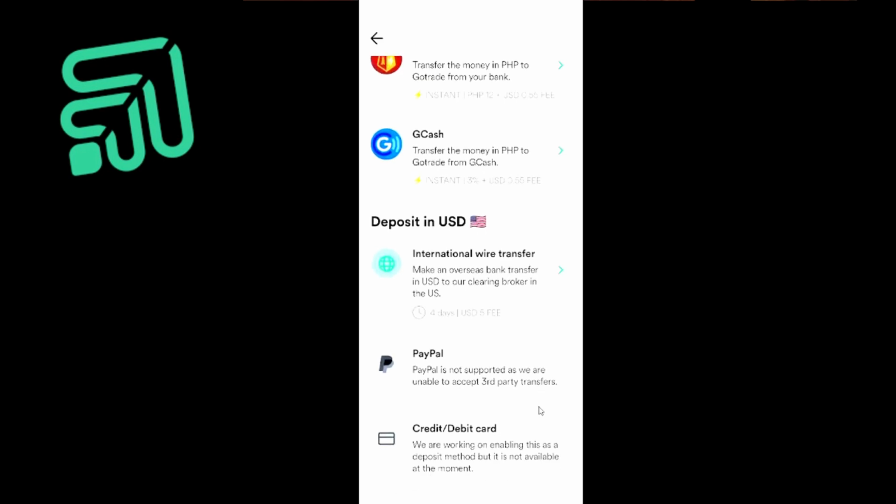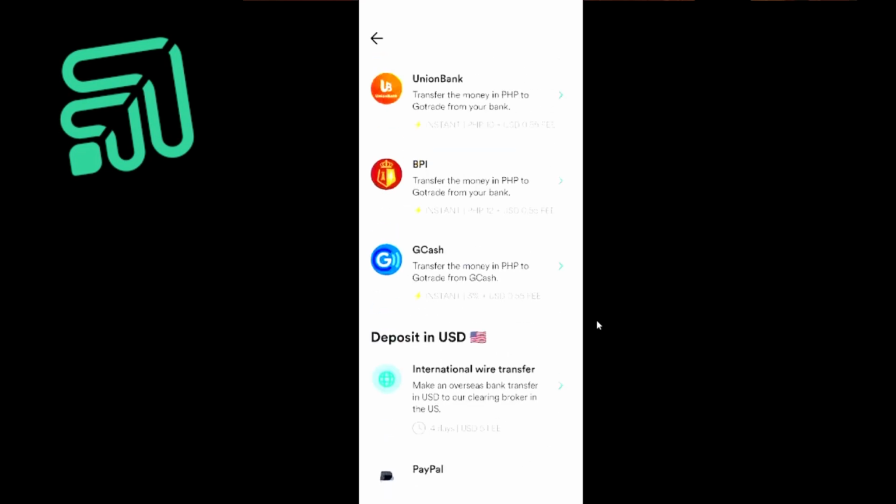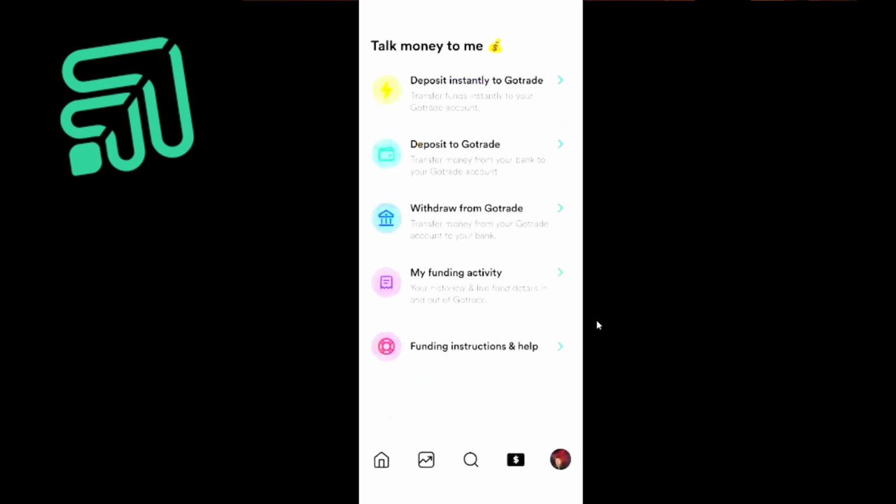I don't recommend international wire. It's not practical and it's expensive. And PayPal, it's not available, and their debit credit card is also not available. Unlike Trading 212, it's available. So it's also in Trading 212, it's much easier to send and cash in by using a debit card or a credit card. Okay, so that's what's inside the dollar sign.